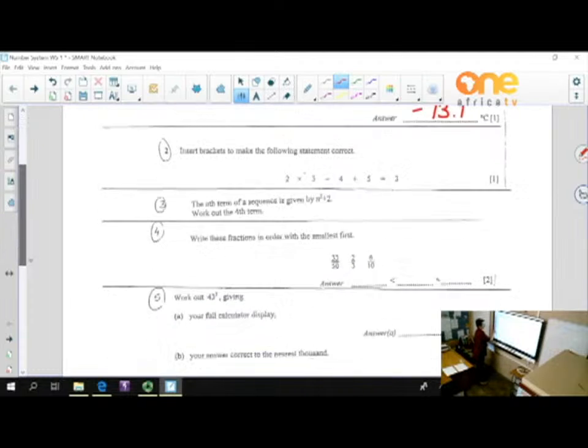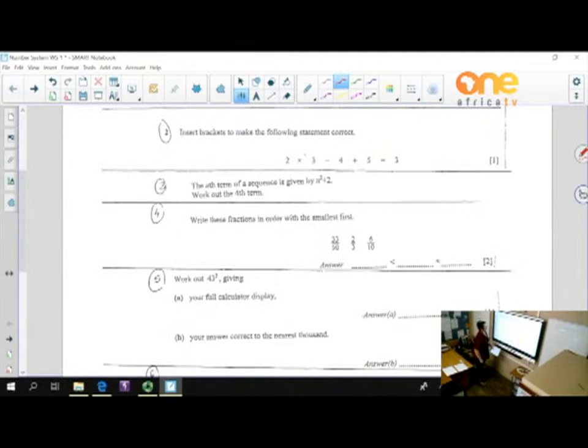Right, question 2. Insert brackets to make the following statement correct. Now, this is an error and trial question. There's no formula that we can use here. So you'll have to keep on trying to see if you do what, that you get that answer of 3. This is where BODMAS, those BODMAS rules, are very important here. So what will make it 2? If we just say 6 minus 9, then we're going to get a negative 3, isn't it? That one is not going to work.